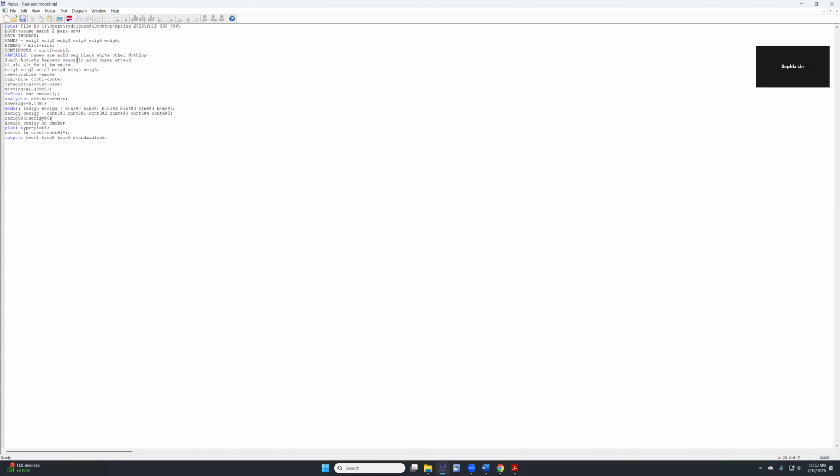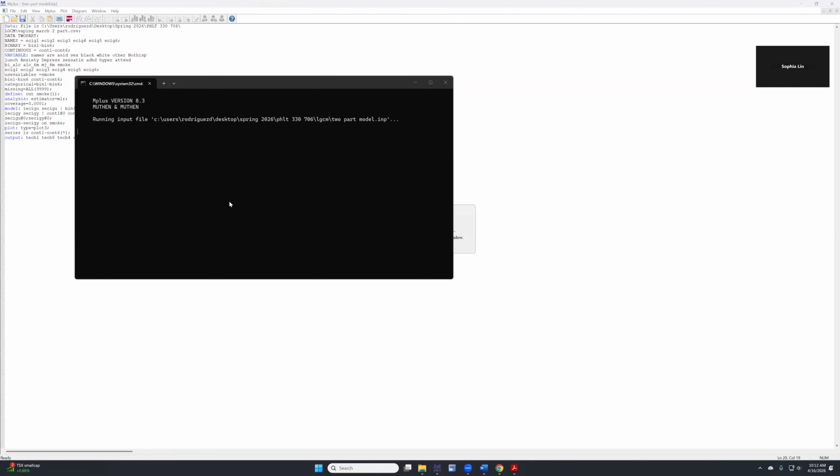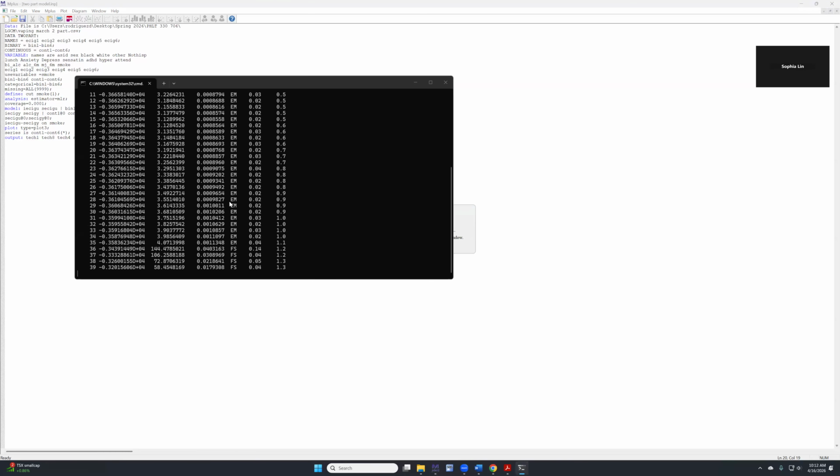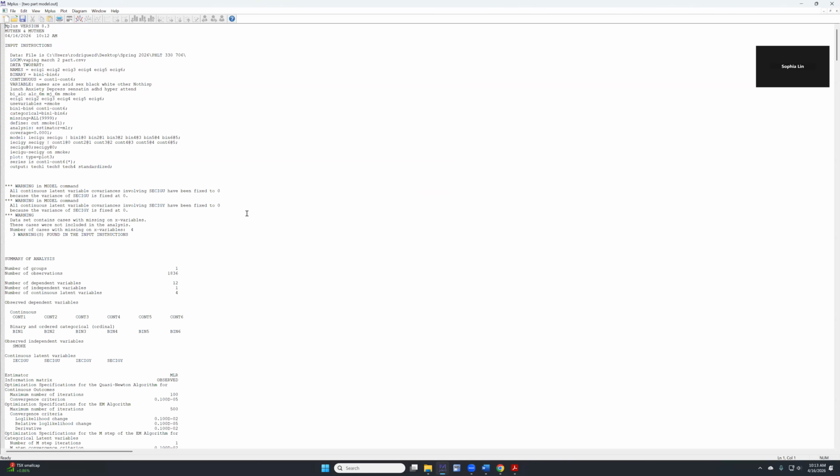So let's go ahead and run. So you can see it has to do a little work in there to do estimation. I love watching that work. And it's nice when it works quickly. Having a good higher power computer helps, right?